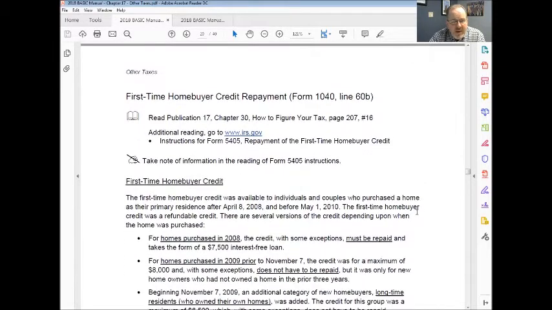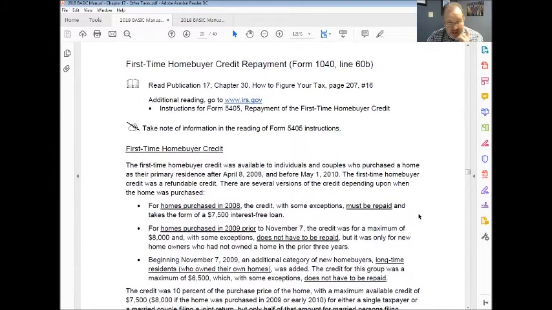First-time homebuyer credit repayment. Again, I talked about the whole window of when you have to pay it back and when you didn't have to pay it back. As it says here, the first-time homebuyer credit was available to individuals and couples who purchased a home as their primary residence after April 8th and before May 1st, 2010. Okay? As it says back here, homes purchased in 2008 must be repaid and take the form of a $7,500 interest-free loan. Okay? All right. So what I'm saying there is, if you purchased the home in 2008.